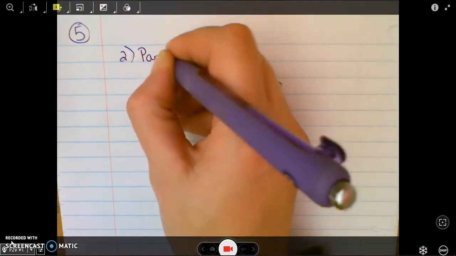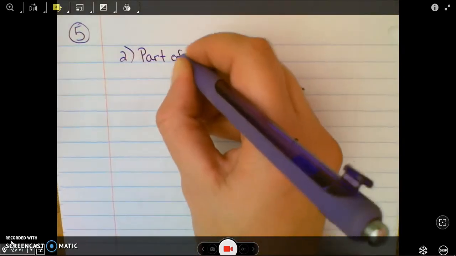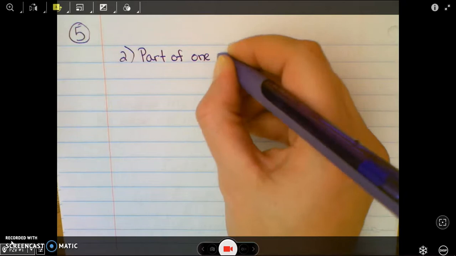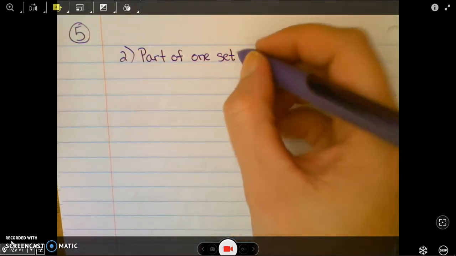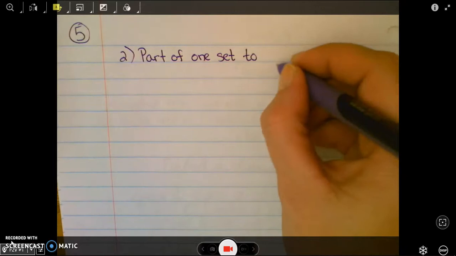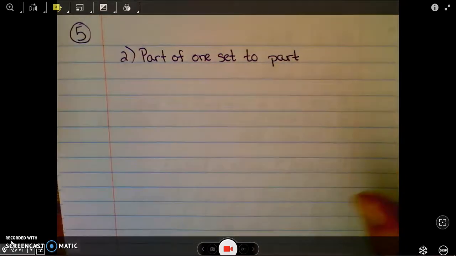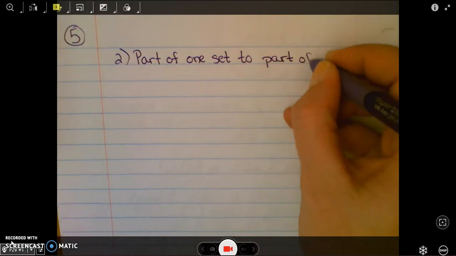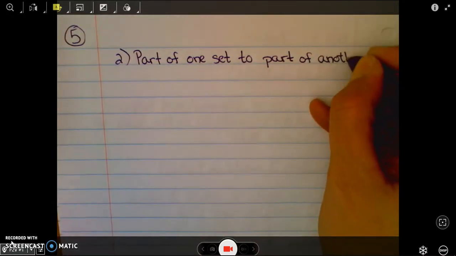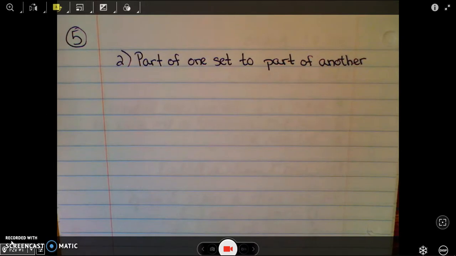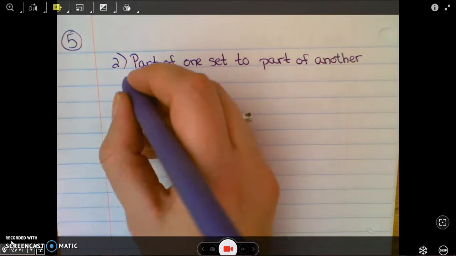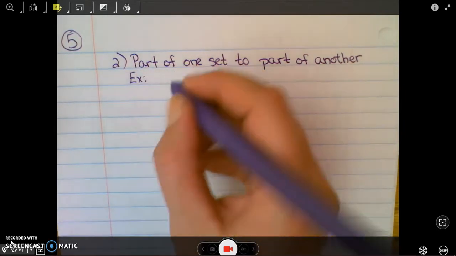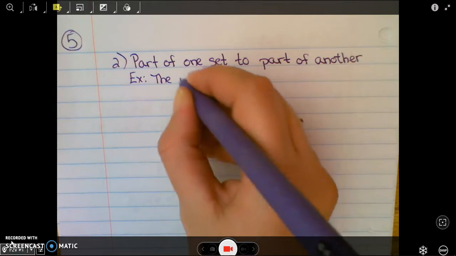Part of one set to part of another. So this is another comparison that a ratio can create. Instead of one whole set to another, one whole class to another, it might just be kind of a subset, a part of it.